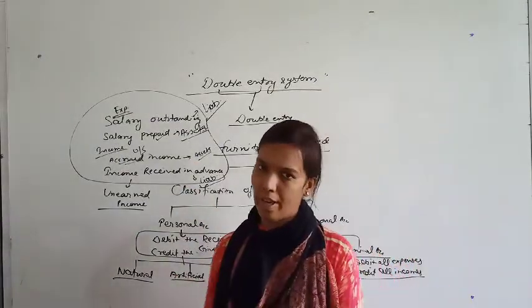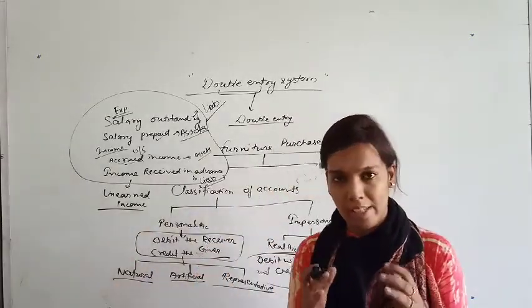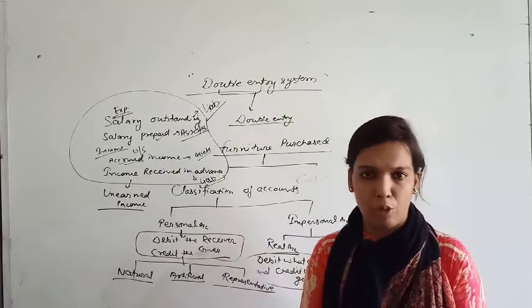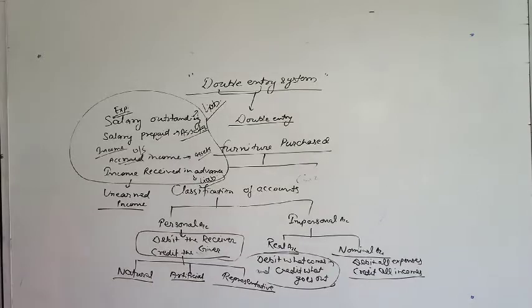Artificial and natural, I have already told you, and for more explanation you can study from your book. Everything is easily explained in the book. So these are the 3 types of personal account: natural, artificial and representative.